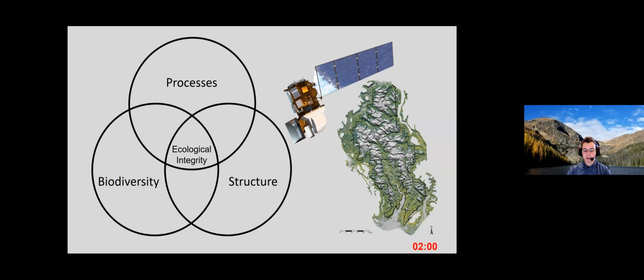Furthermore, biodiversity can be monitored using forest fragmentation metrics as an indicator of habitat availability.